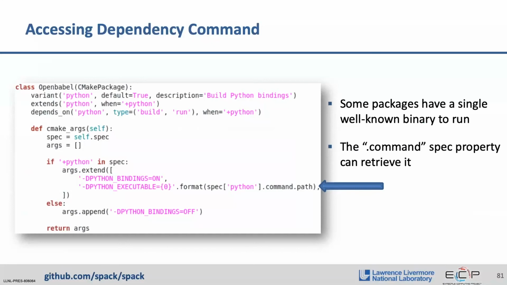And so what that looks like here is if you have a package like OpenBabel, which I believe, I actually don't know what this package does, but it requires you to supply a Python interpreter that it should use. And you do that through CMake. You say -DPYTHON_EXECUTABLE= something. You can just say spec['python'].command.path to get the path to the Python command. And that's pretty readable and understandable, right? You know that you're grabbing the command from your Python dependency and you're passing it into the build. So this is just a convenient way to do that. Any questions on that?